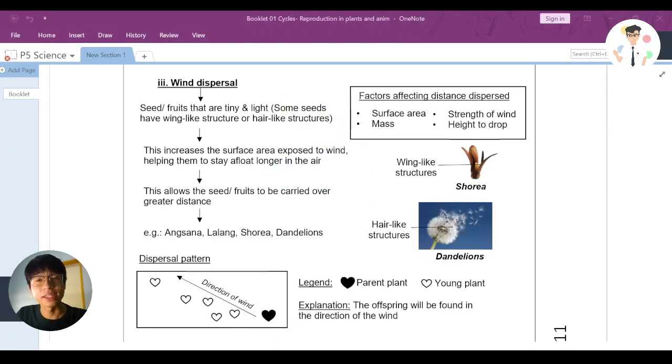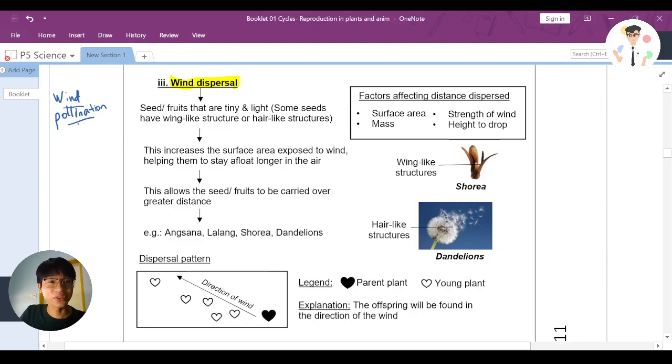Welcome back to digital class, and this is a discussion for our third method of dispersal, which is wind dispersal. So before I talk about wind dispersal, I just need to clarify another idea, which is about wind pollination. I hope you still remember that we actually learned about wind pollination, and it's very easy for students to confuse between these two. Wind pollination, wind dispersal, what is the difference?